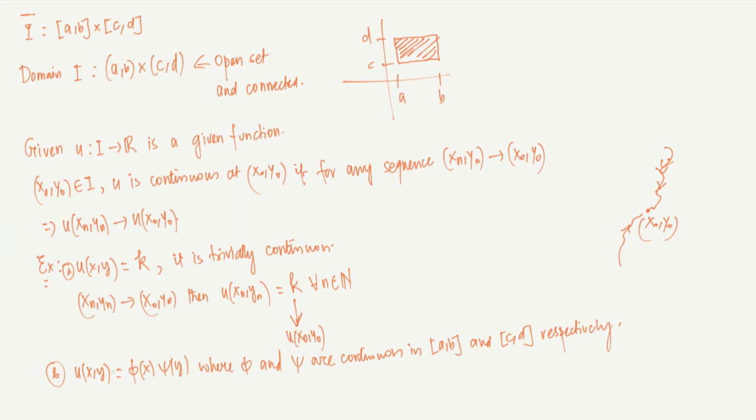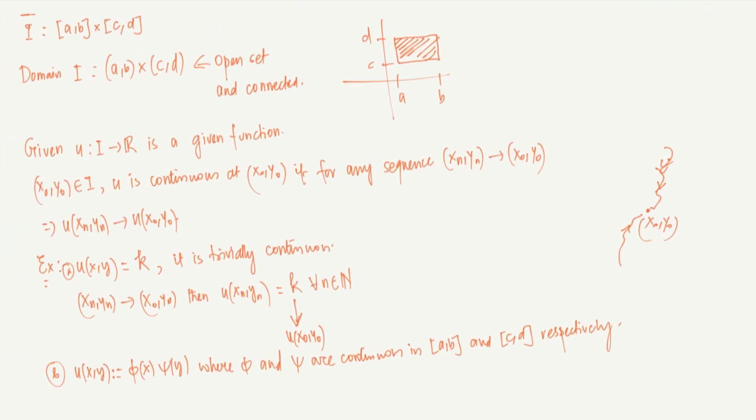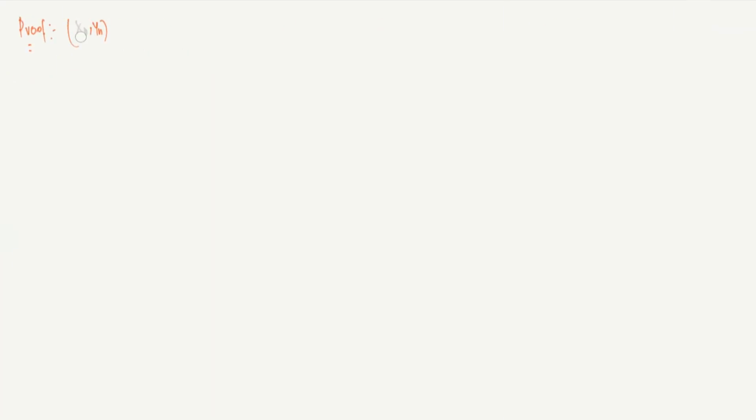You understand? So I'm defining a new function u which is phi(x) times psi(y), and phi is continuous in [a, b] and psi is continuous in [c, d]. Now we want to see whether the whole function is continuous or not. Let's look at the small proof of it. We are given (x_0, y_0), any point. So let's say I want to show that it's continuous at the point (x_0, y_0). So start with this thing.